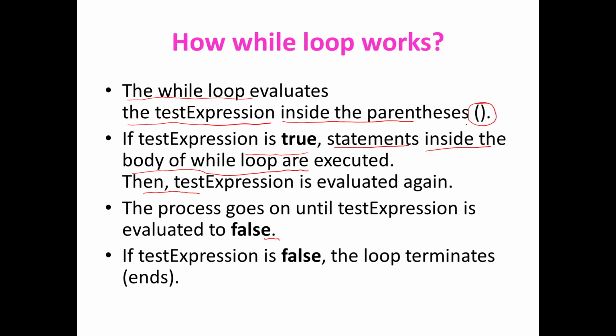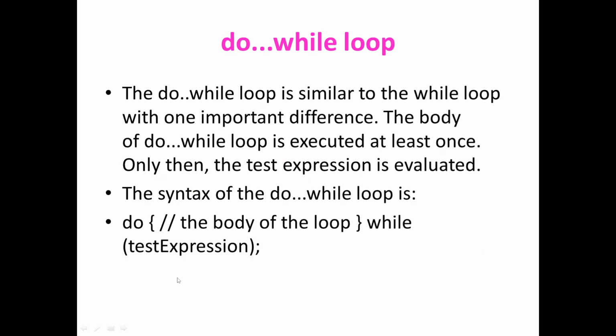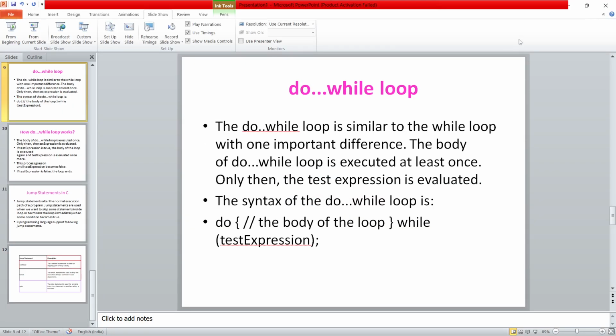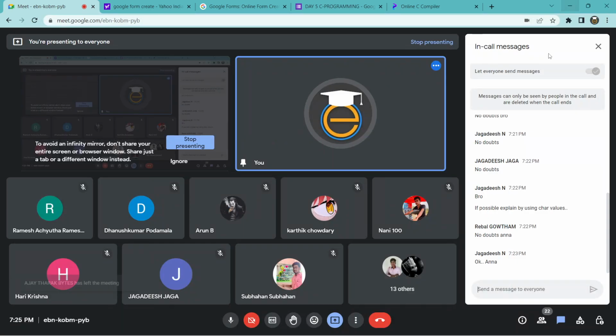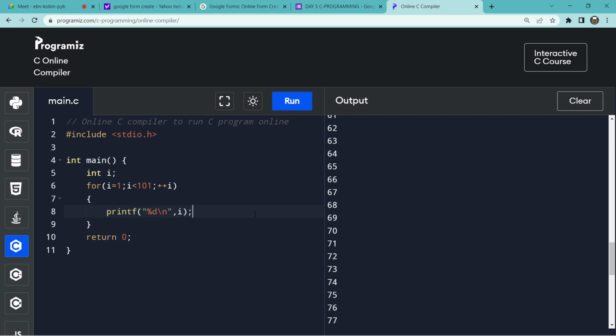Okay, so this particular block will be executed until the condition is not satisfied. Then, if the test expression is false, the loop terminates. It's better to work practically, then only will you come to know how this works. Now we'll try to implement this practically.